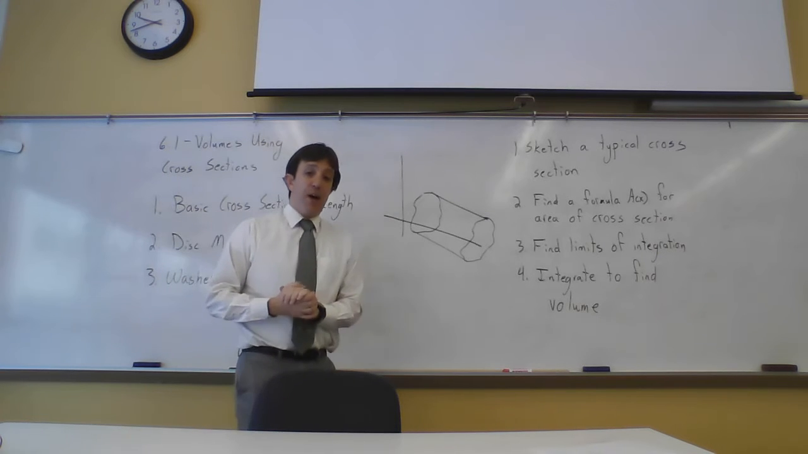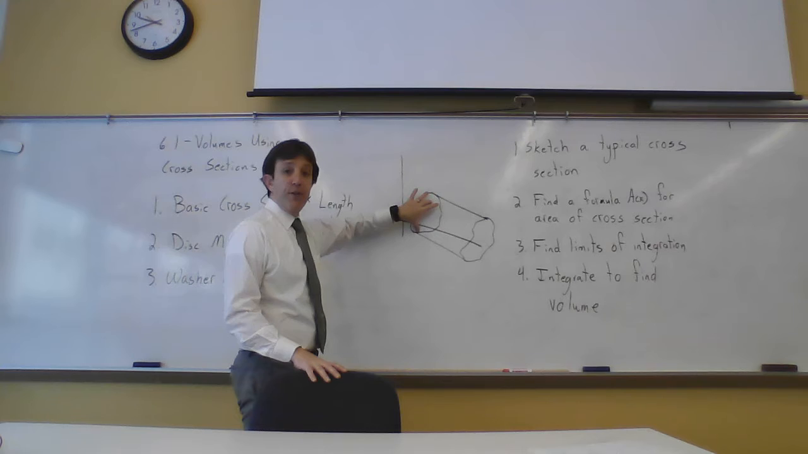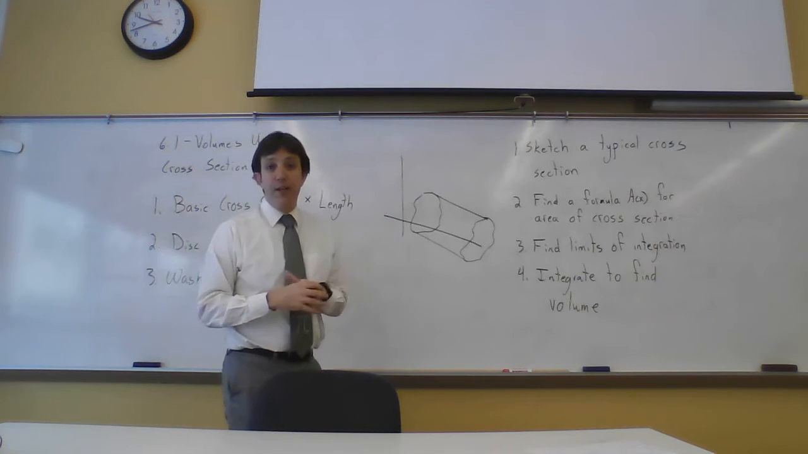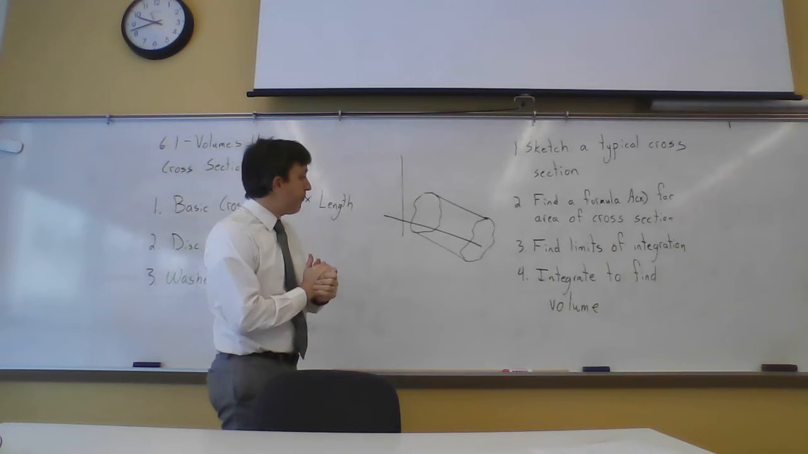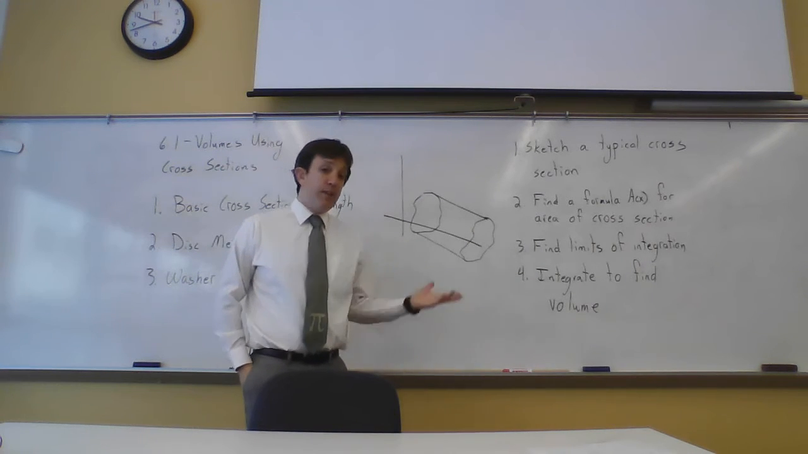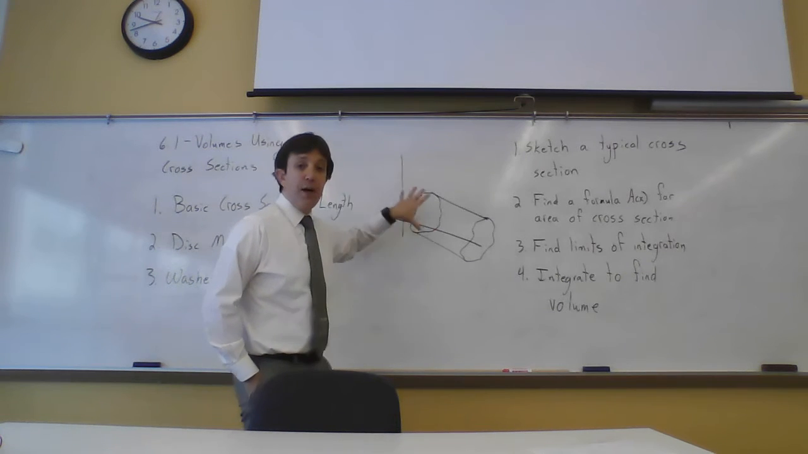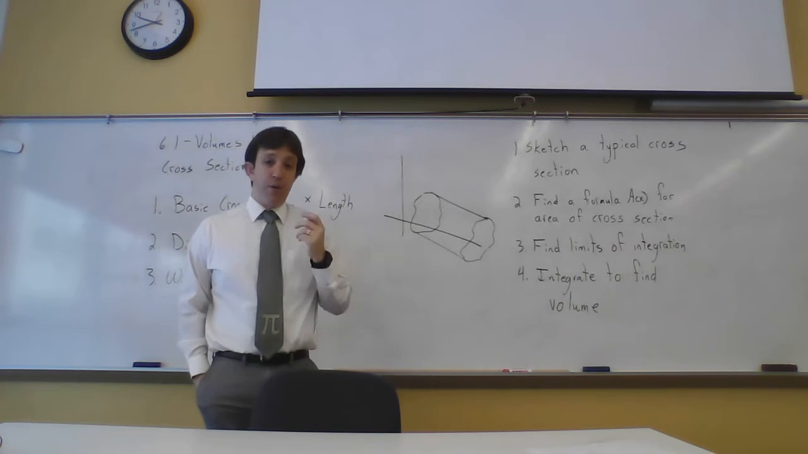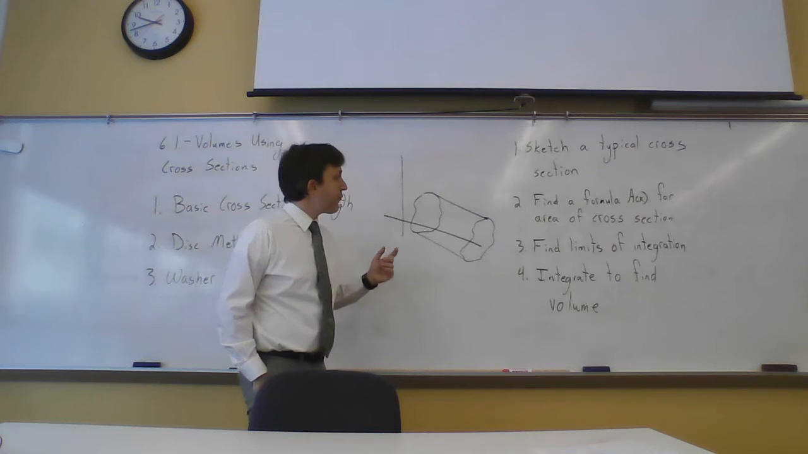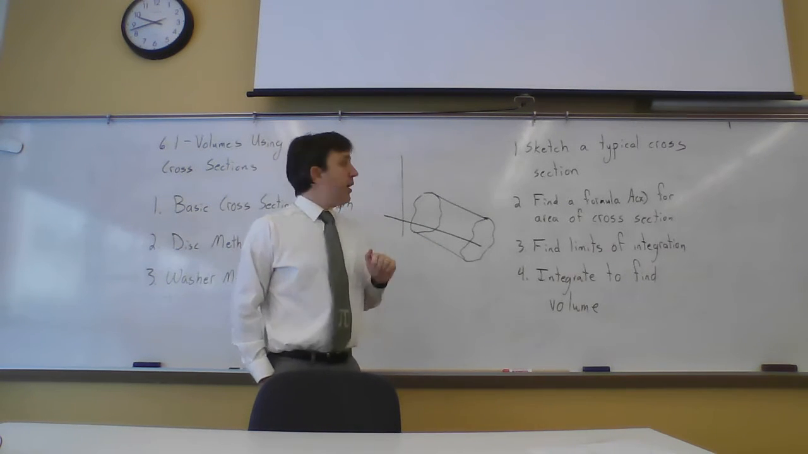For all three of these methods, what we're really doing is we're taking a cross section of the object that we're trying to find a volume for, and we're going to stretch it along, in this case, the x-axis. It could be vertical, and we would do something with y, but in this case, we're stretching it horizontally along the x-axis.